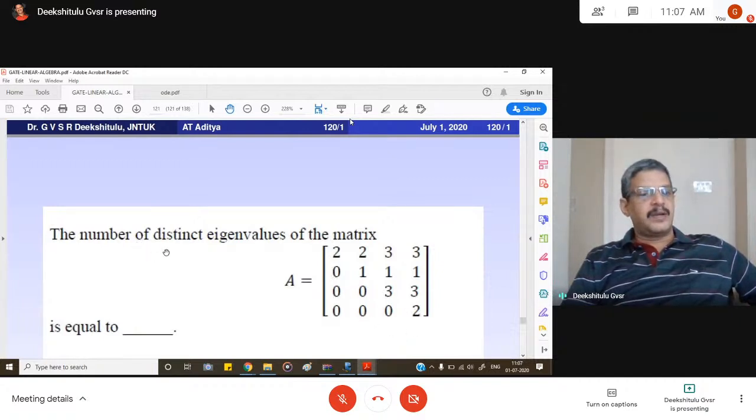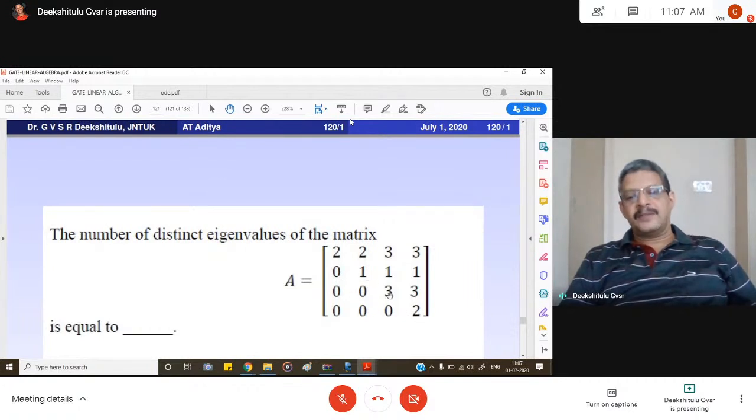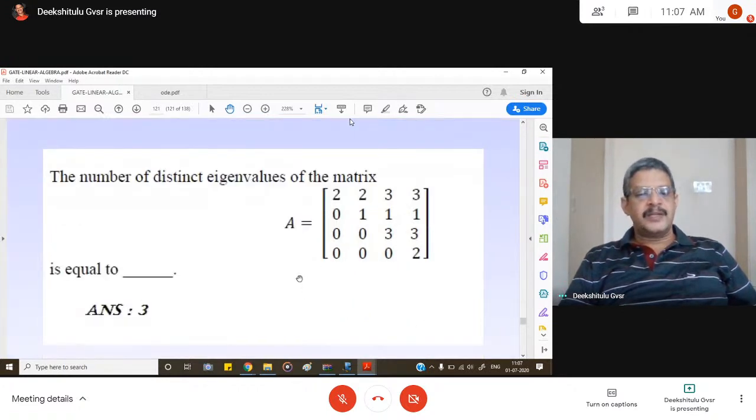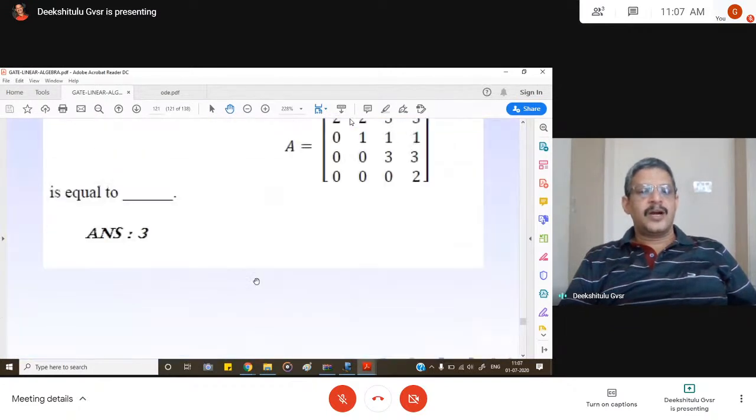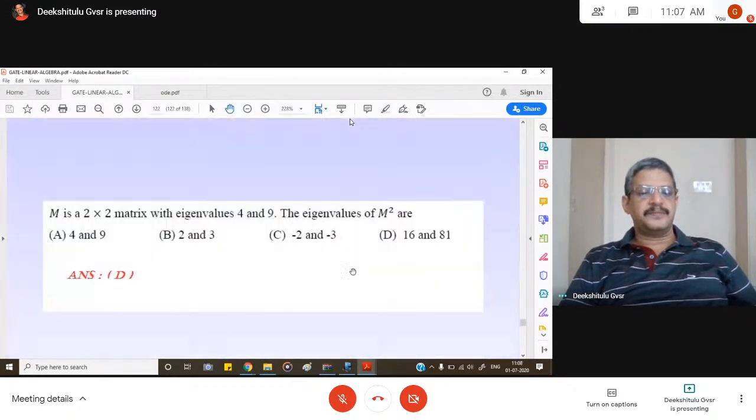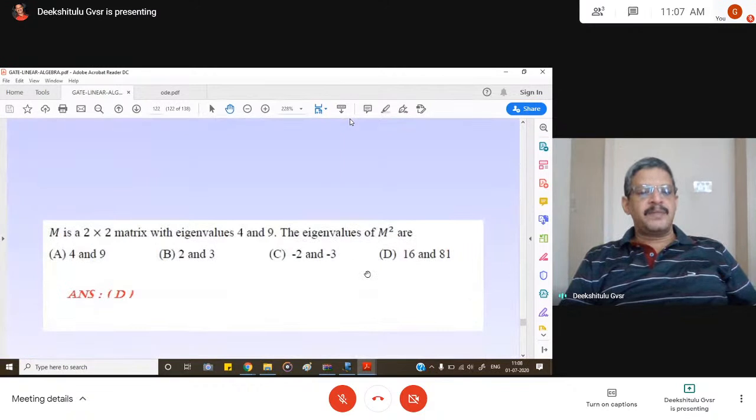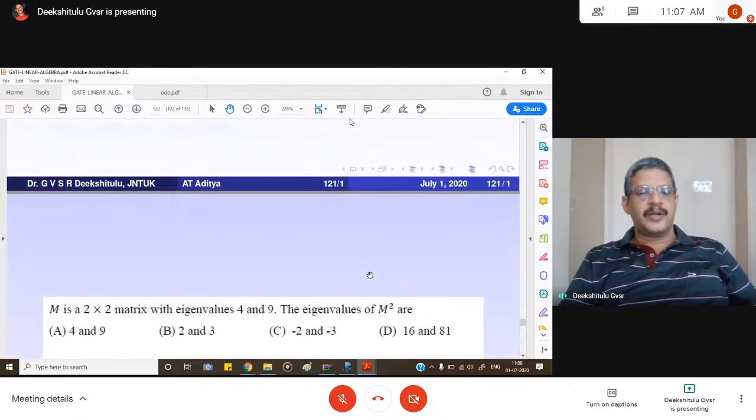What is the question? Number of distinct eigenvalues. How many distinct eigenvalues are there? Because 2 is repeating, it's not distinct. So 1, 2 and 3 are the distinct eigenvalues. 2 comes twice, so we don't count it twice. So 1, 2, 3 are the distinct eigenvalues. So the answer is 3.